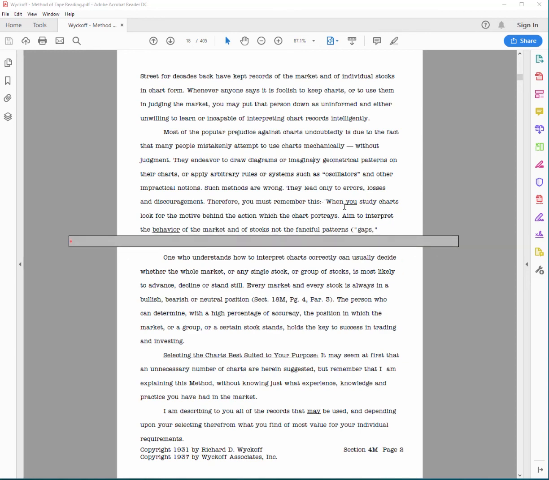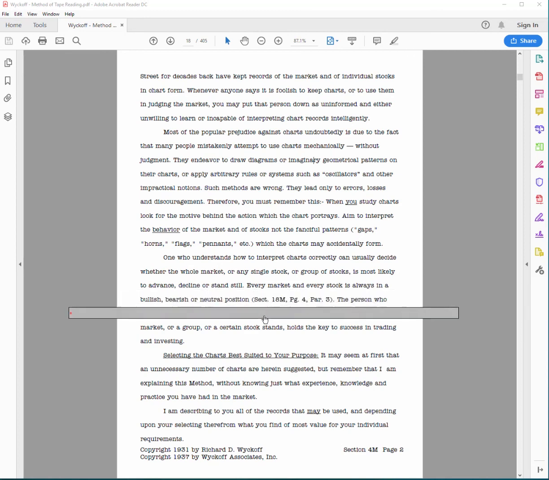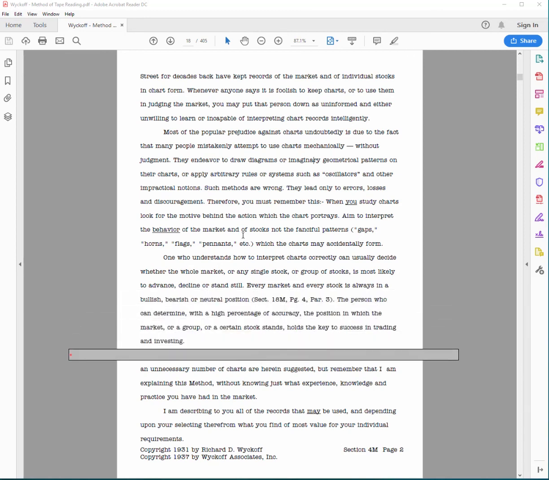And when you look at a chart, what are you trying to do? Determine motive and behavior, by looking at support and pressure, meaning supply and demand, its ability to move price up and down, the volume it attracts on the way up and down, the time it takes to go up and down, and so on and so forth. Here he says markets are in bullish, bearish, or neutral positions, and that goes for stocks as well as the whole market.